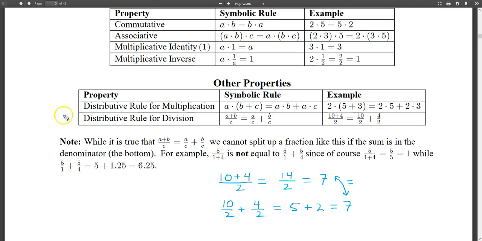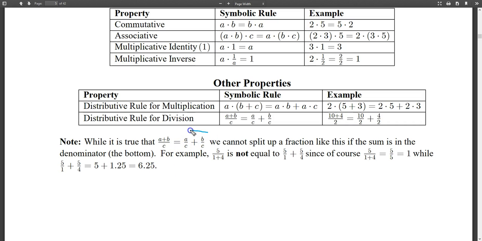Now take note of one thing here. This is important. While it is true that you can do this with a fraction, that's only if the addition is in the numerator of the fraction. You cannot split the fraction up if the sum is in the denominator. So what I mean there is that if you have something like a over (b + c), this does not equal a over b plus a over c. You cannot do this. This is not correct.